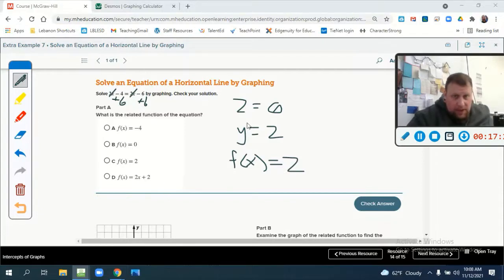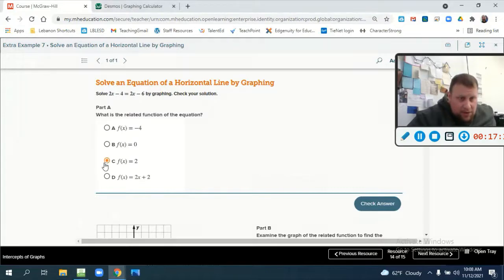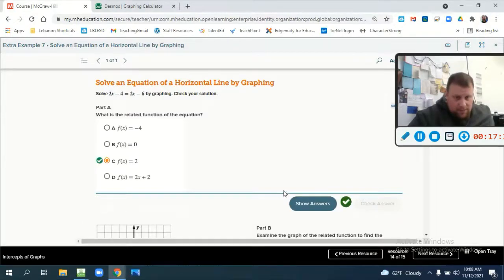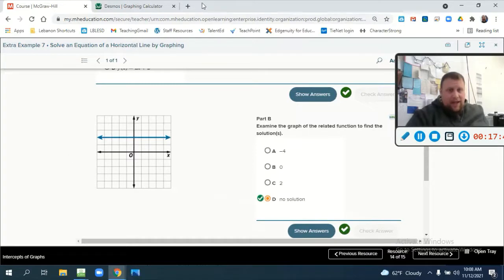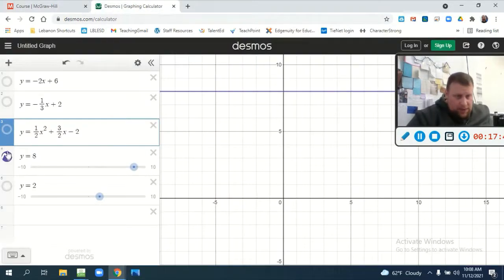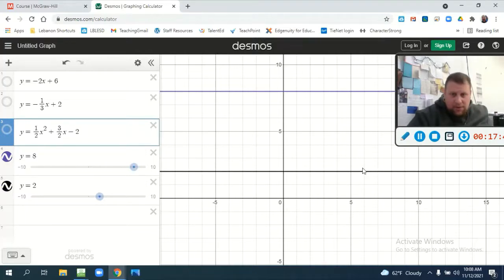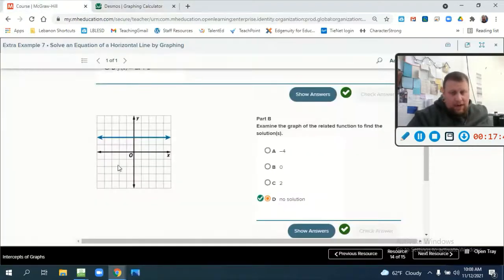And which one is that? Go ahead and write this down if you need to, but I'm going to exit out of it. F of x equals 2 right here. Boom. Then down here, examine the graph of the related function to find the solutions. What do we see? No solution. Nothing goes through it. See? And again, in my Desmos, what do we see right here? If I turn on my y equals 2, it's a line through y equals 2. Same as what we are provided down here.